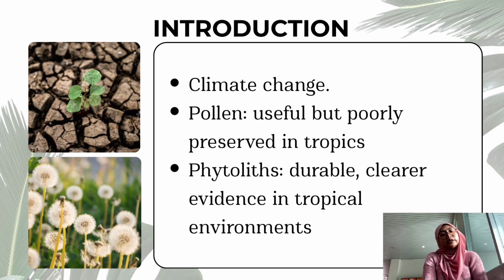While pollen grains are said to be a powerful biomarker, they also have their own limitations. When pollen grains are dispersed by the wind, it makes it difficult to determine the source region, hindering precise reconstruction of past vegetation. Meanwhile, on the other hand, phytolith is much more durable and has clearer evidence in tropical environments. It is highly resistant to decomposition and usually preserved in soil or artifacts, making it a good biomarker for climate change.